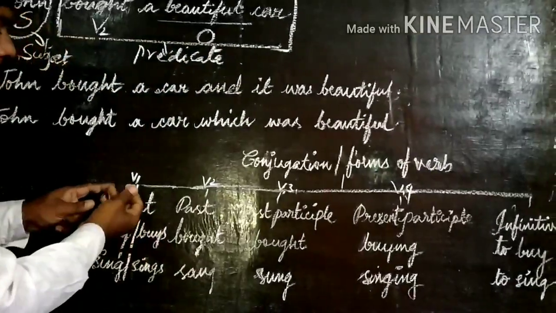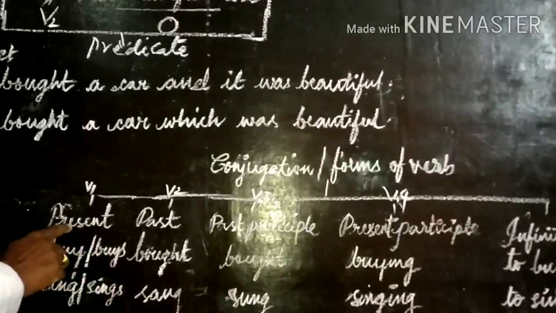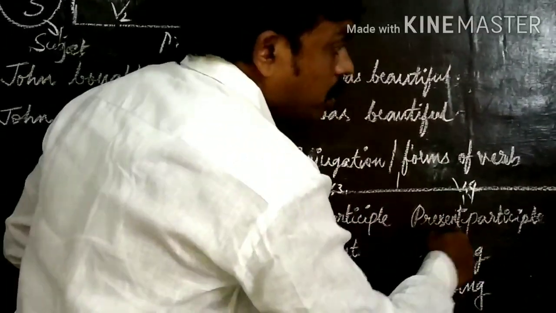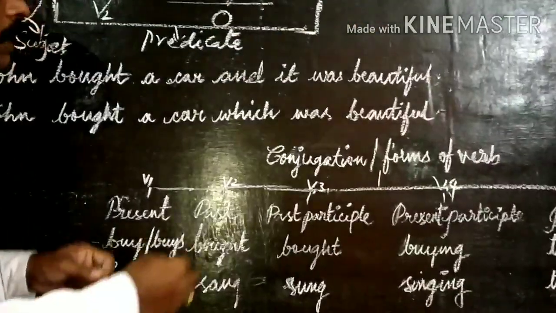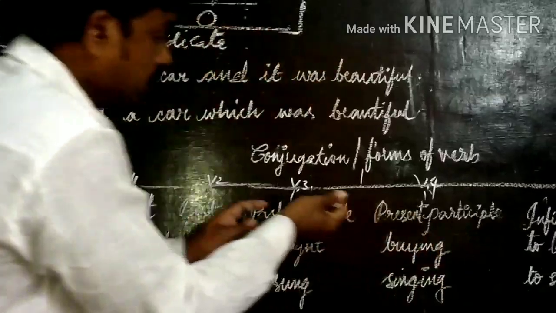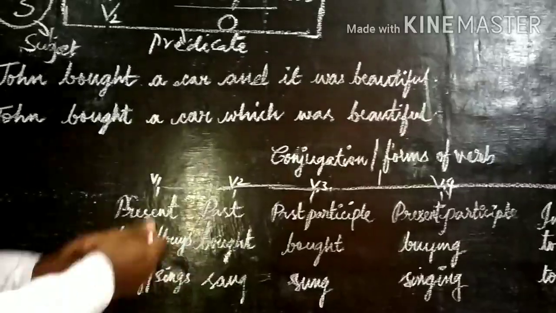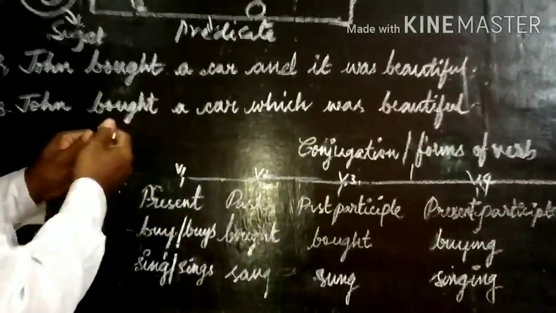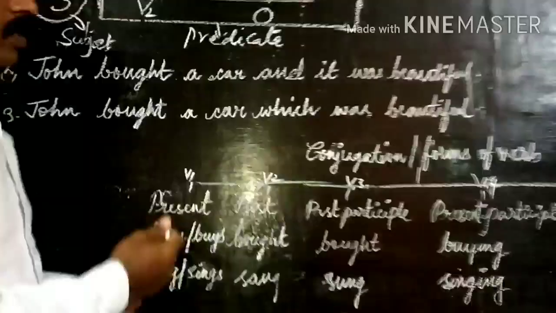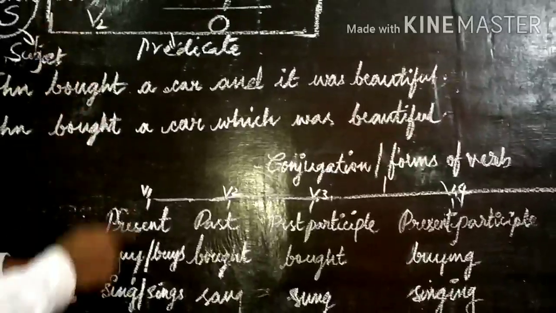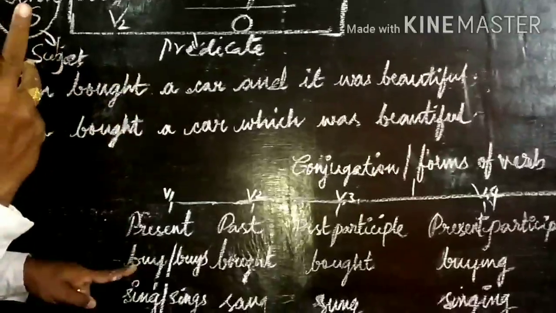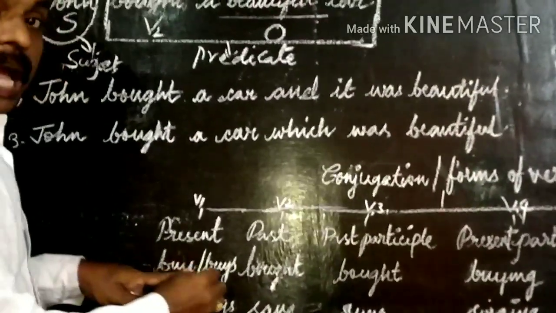So here, what are the forms of the verbs? Present, past, past participle, present participle, infinitive. A verb in language is used in these five ways. That is called conjugational forms of verbs. Let us take one example. For example, bought, and see how it forms its conjugation. Buy is the present form of bought. The present form of the verb has two forms, that is buy and buys.